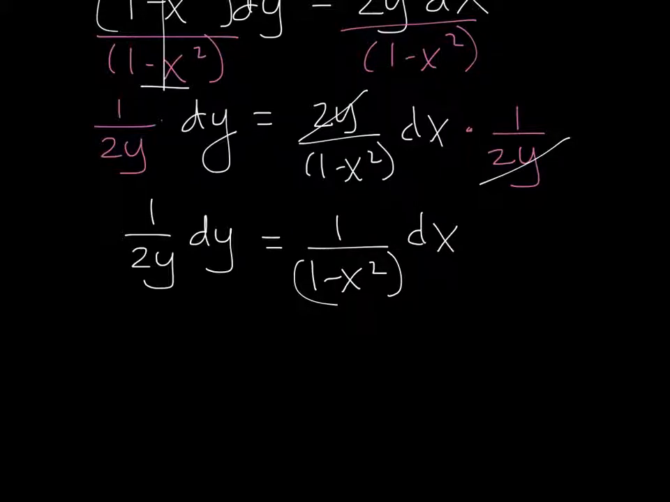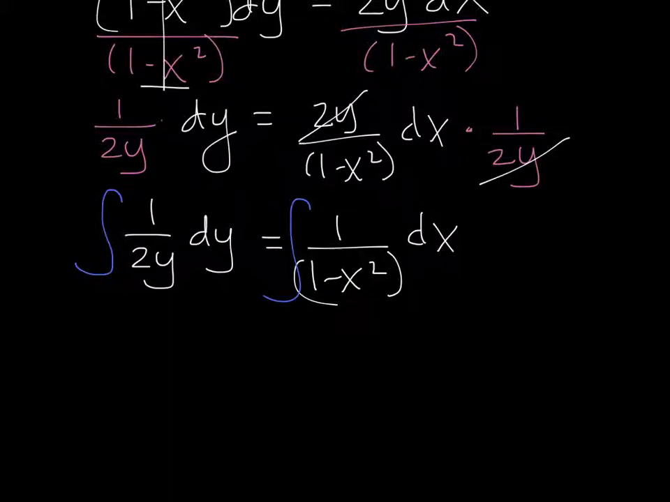So now we have the form that we wanted. We have our f of y, a function of y with respect to dy, and we have a function of x, or g of x, with respect to dx. So we've separated our variables. Now we're ready to integrate, so we're going to integrate both sides.